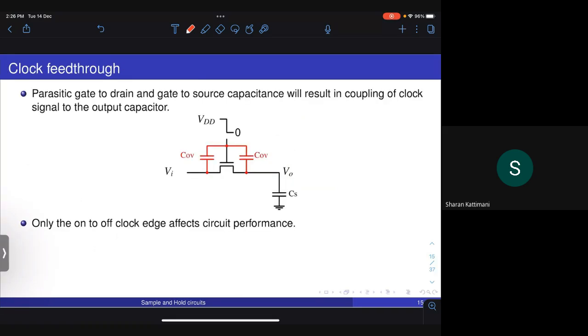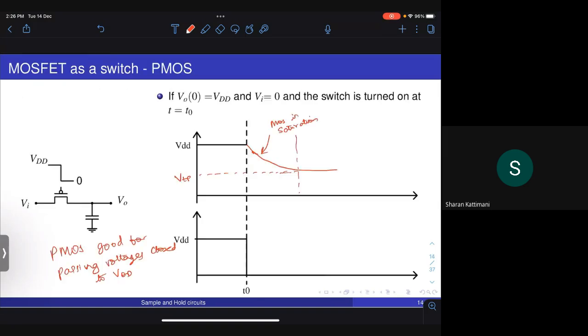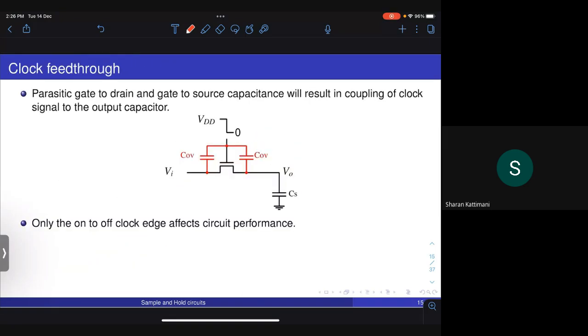Now if I use this kind of a switch for sampling, what happens? What are the problems that we see when you use this kind of MOSFET as a sampling switch? One problem, from this elaborate discussion, is that the resistance of the switch is not constant. It depends on the voltage that is being sampled. There are other problems. One of them is clock feedthrough. In any MOSFET, you have a parasitic capacitance from gate to source and gate to drain.